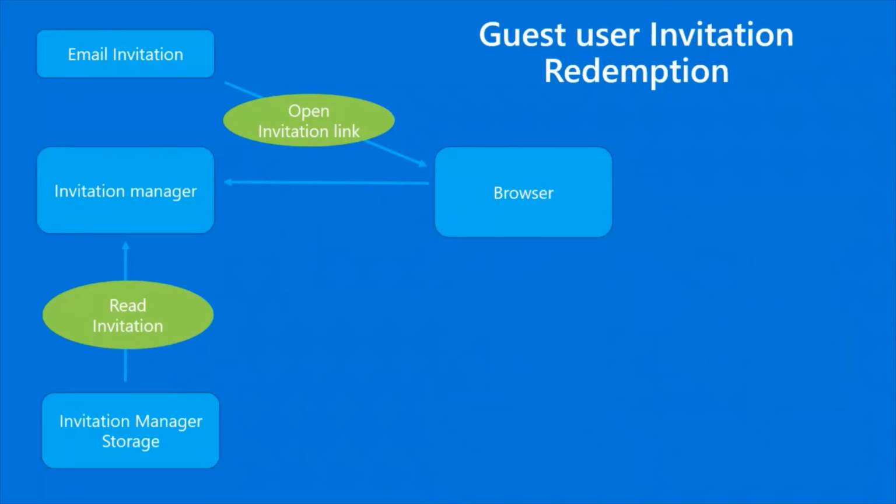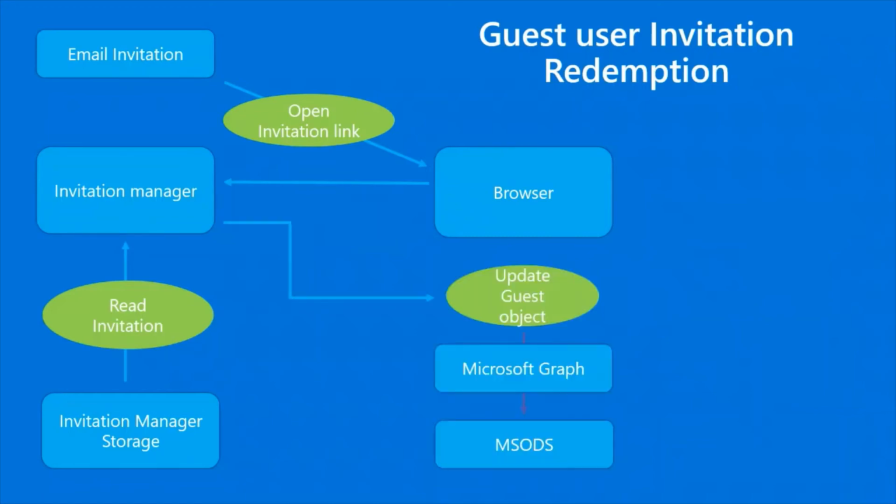If you remember, this was stored at the time of inviting this guest user. If the invitation manager storage is able to locate the UPN of the guest user, it will proceed to contact the Graph service to check the user in MSODS, which is again our Azure Active Directory, for verification purposes.